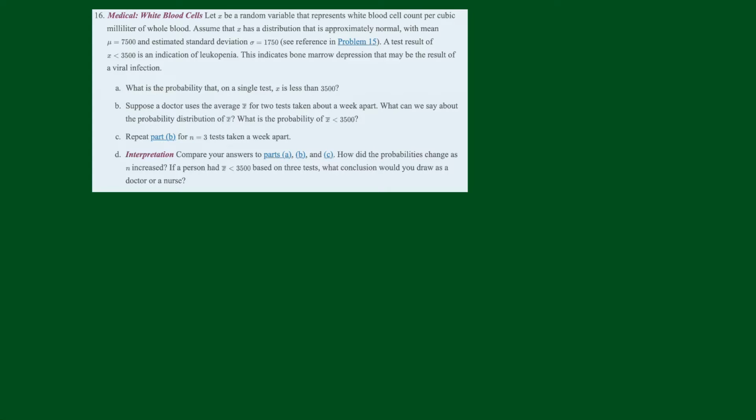Sounds like it's about time for an example of this. All right, let's take a look. This is problem number 16 out of our textbook here, 12th edition of Brase and Brase. So let x be a random variable that represents the white blood cell count per cubic millimeter of whole blood. So that's like your white blood cell count. Now, assume that x itself has a distribution that's normal. Now we're talking about x, not x bar. So white blood cell counts have a distribution that's normal.